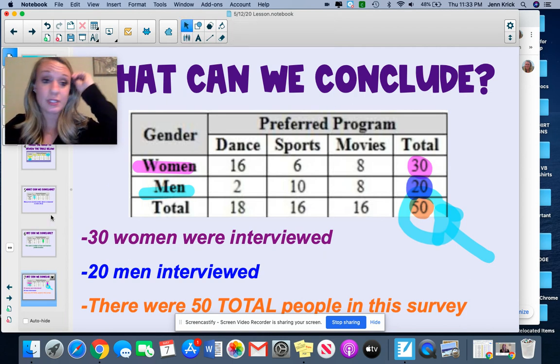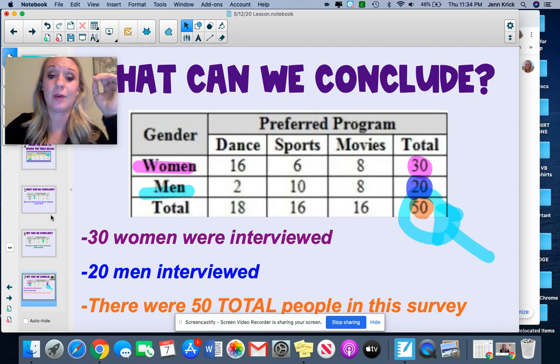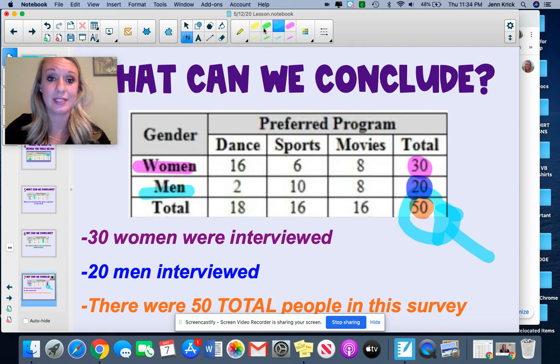So those are just some basic conclusions, and you guys, we could go on for a long time. We could even go and get into these totals down here. You can say that there were 18 total people who preferred dance, and there were 16 total people who preferred sports.